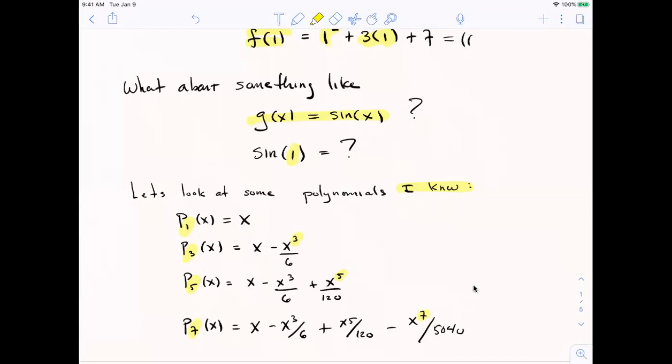So I'm going to switch over. I'm going to change my screen share here for a second. I've got a Desmos window ready for you, and we're going to look at those polynomials. All right. So you don't have to write them down right now. Just remember that there was a degree 1, a degree 3, a degree 5, a degree 7. So let me show them to you.